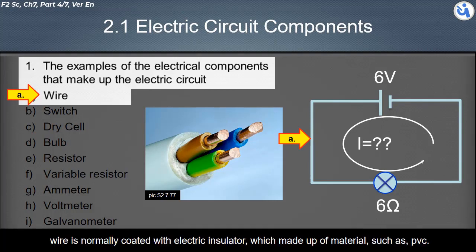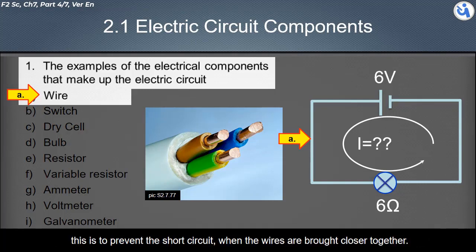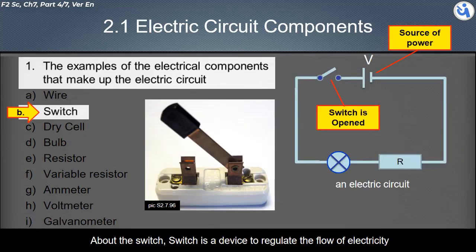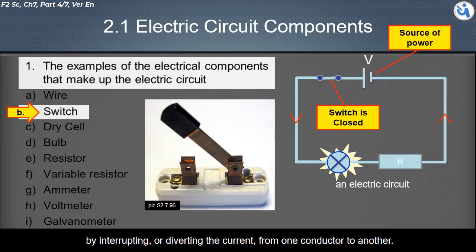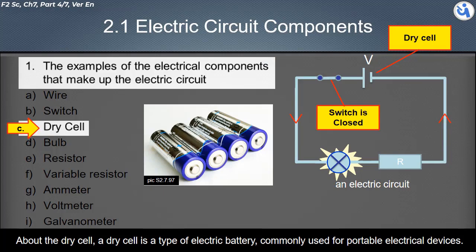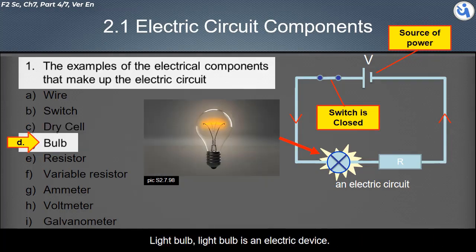Wire is normally coated with an electric insulator, made of material such as PVC. This is to prevent short circuits when the wires are brought closer together. About the switch: a switch is a device to regulate the flow of electricity by interrupting or diverting the current from one conductor to another. About the dry cell: a dry cell is a type of electric battery, commonly used for portable electrical devices. Light bulb: a light bulb is an electric device that converts electric energy to light energy.